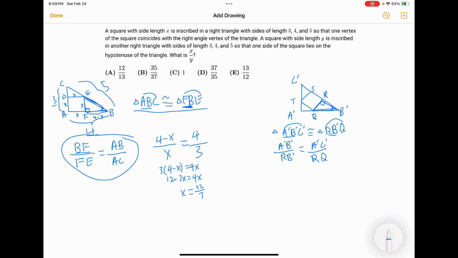And also don't forget that it tells us that the side length of square SRQT is y. So you see right here, we already know that A'B' is 4 because it tells you that in the question, and we don't know what RB' is, and that is okay. We can just leave it as it is. And then A'C' is 3, and then RQ is y. So now we can just cross multiply.